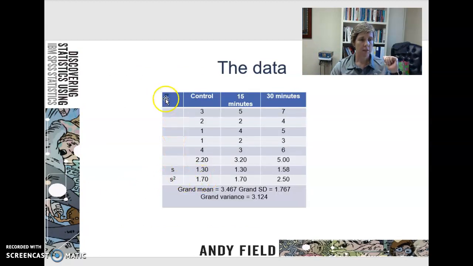So he presents the data. And so here we've got, I'm going to move this mean because this should be mean right here. So you've got a mean of 2.2, 3.2, and 5.0. And what the ANOVA is going to do, it's going to compare these means and ultimately tell us if there's a significant difference in happiness given no dog therapy, 15 minutes of dog therapy, or 30 minutes of dog therapy.